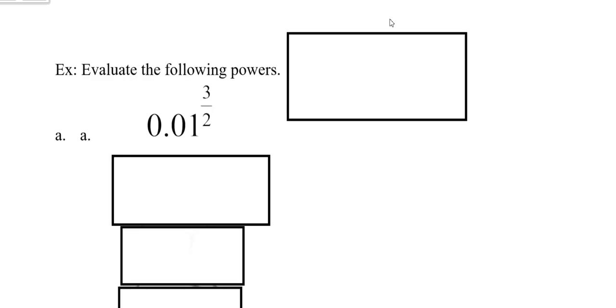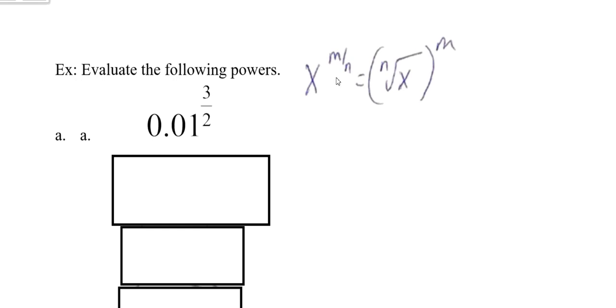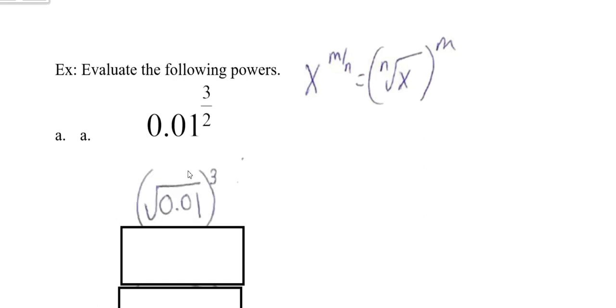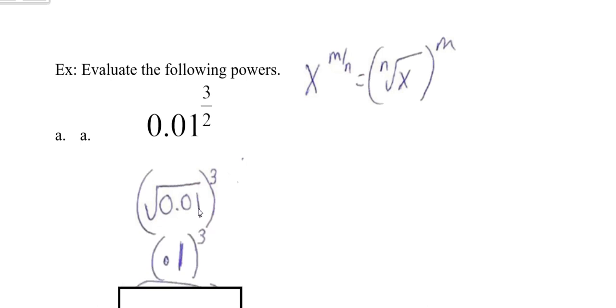Evaluate the following power. Evaluating a power means that we are taking it from a fractional form to this form and then simplifying it as much as we possibly can. In this case here, I'm taking the square root, because 2 is my index, of 0.01, and I'm going to cube it. So when I take the square root of 0.01, I get 0.1.